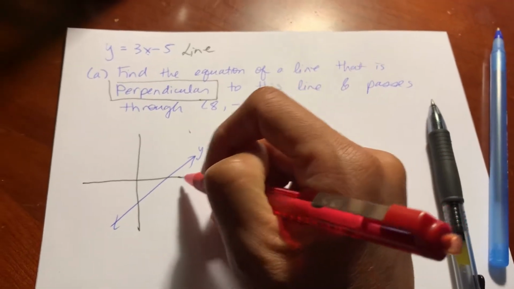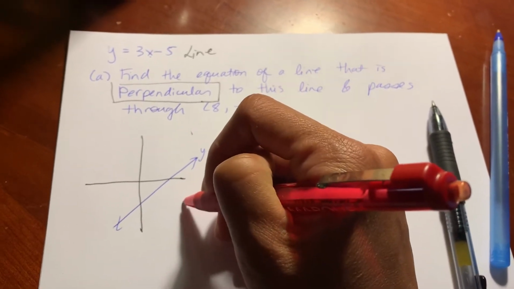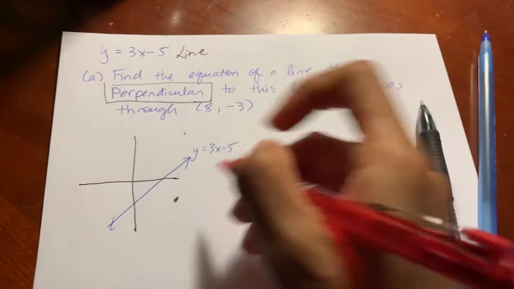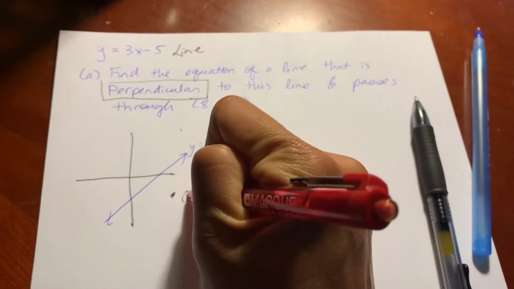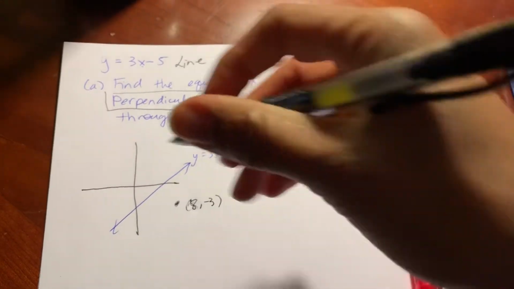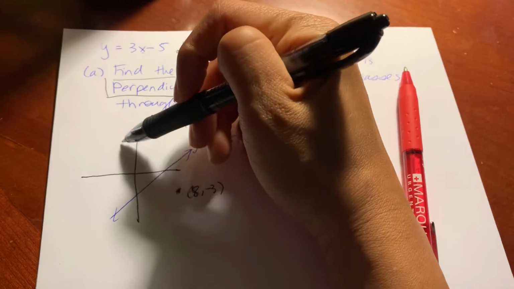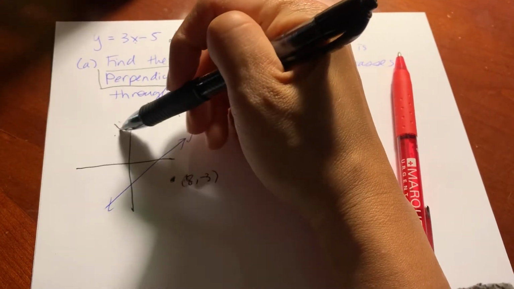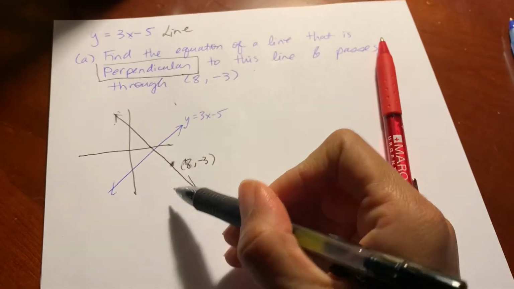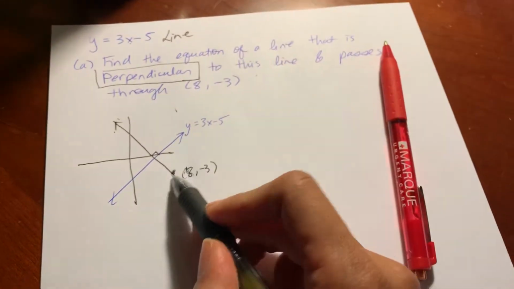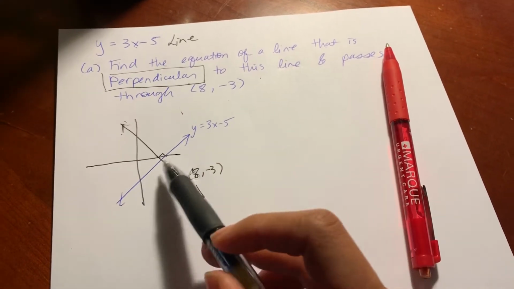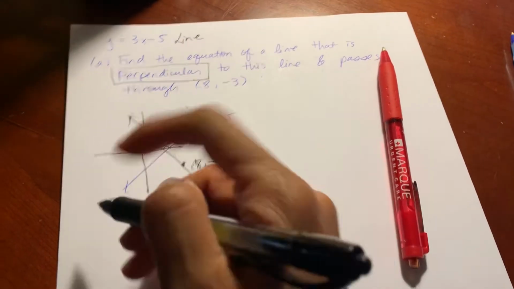So 8 is somewhere here, negative 3 is probably somewhere here. So let's say that's (8, -3). Sorry, out of ink. So say this is (8, -3), and they're looking for the equation of some line that intersects the blue line, meaning it creates a 90-degree angle at the point (8, -3).